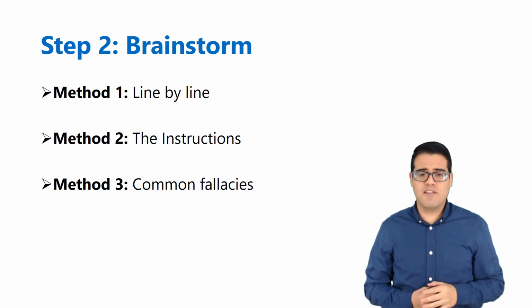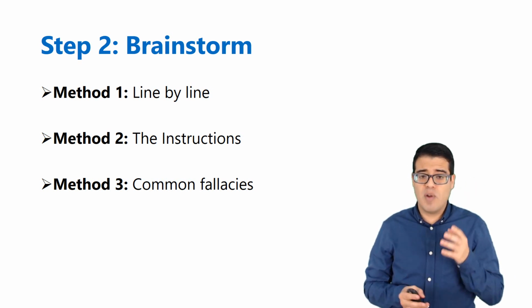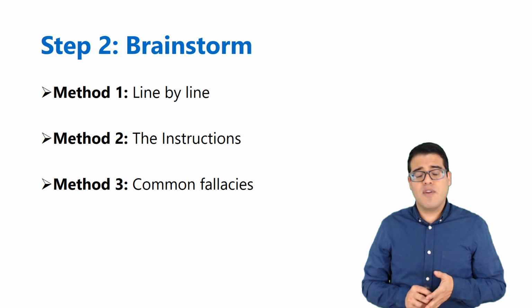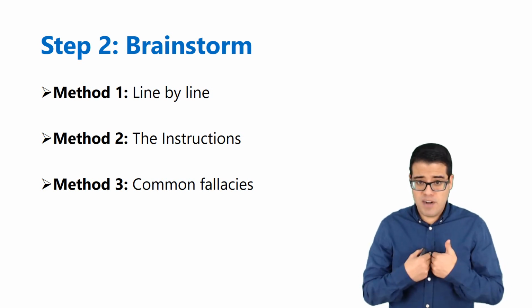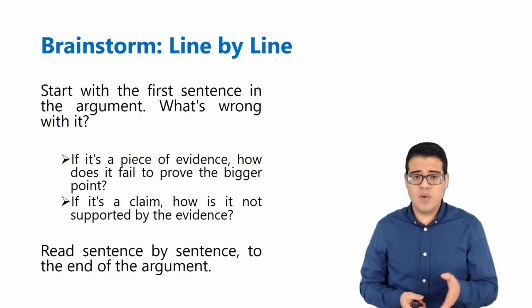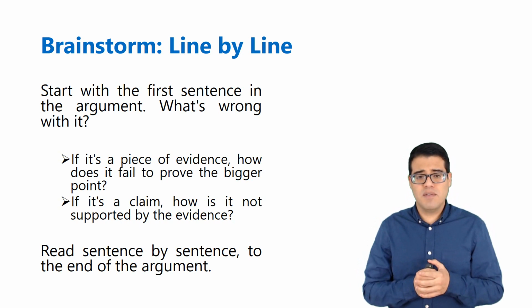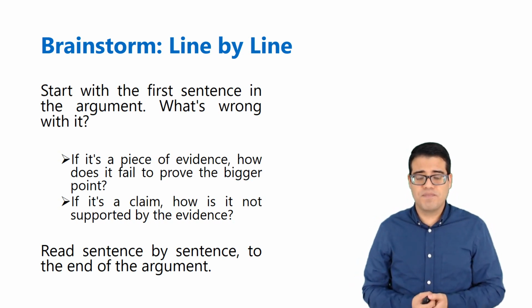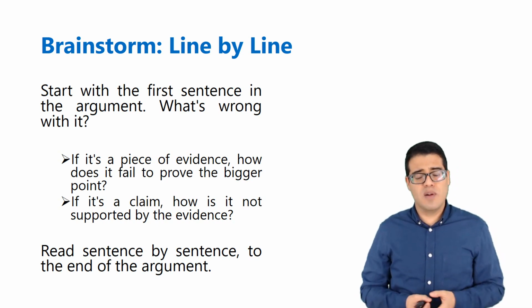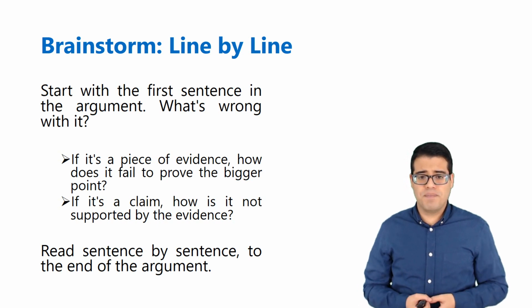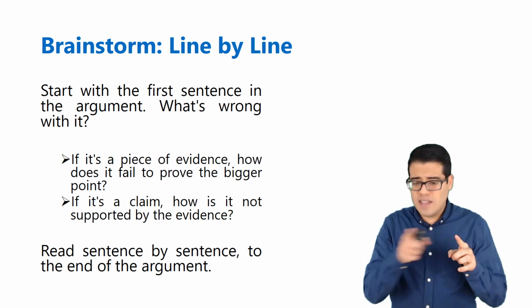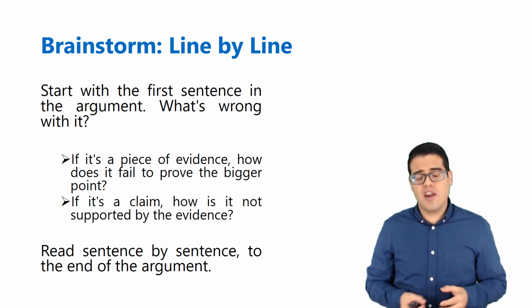Okay, so let's do some brainstorming. We have three methods. You can use a line-by-line analysis. You can just read the instructions and follow the instructions, or you can focus on common fallacies. I personally prefer method number one, line by line. How does that work? Well, what you do is you start with the first sentence in the argument and ask yourself what is wrong with it. If it is a piece of evidence, how does it fail to prove the bigger point or the conclusion? If it is a claim, how is it not supported by the evidence? So you read sentence by sentence until you finish the argument.